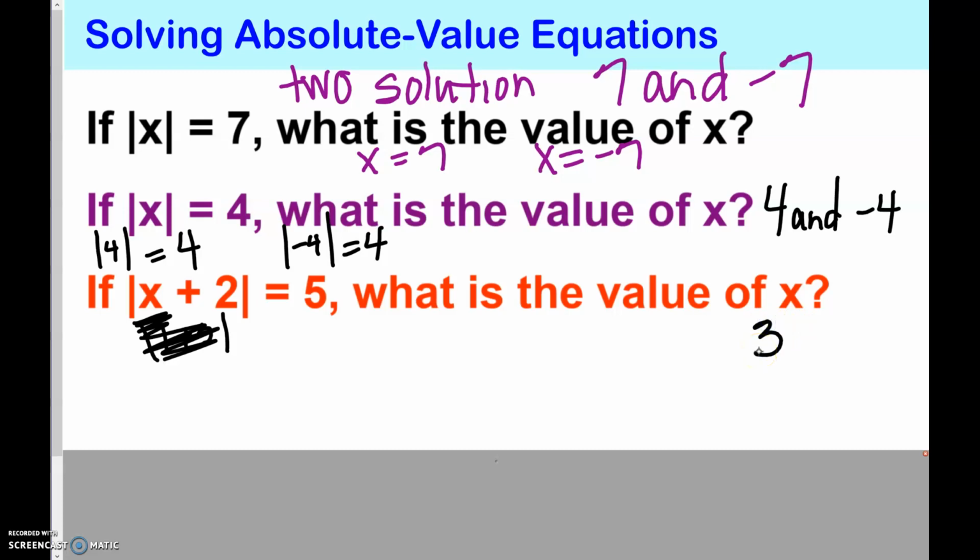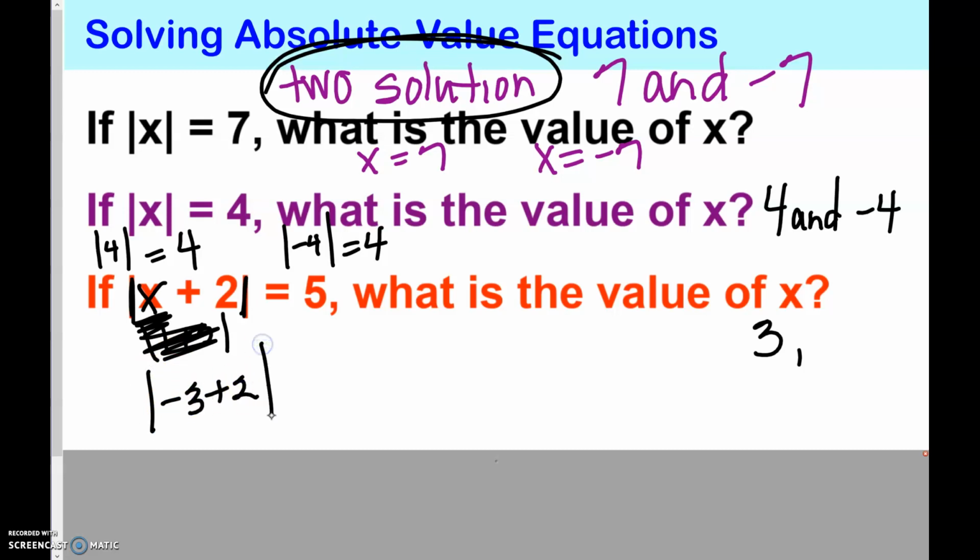But now remember, we just got done saying anytime you take the absolute value of something and we've got an x in here, there's going to be 2 solutions. So what's the other one? And some of you are going to guess a -3. Well, let's put a -3 in here. The absolute value of -3 plus 2. So what is -3 plus 2? That is a -1. And is the absolute value of -1 5? Nope.